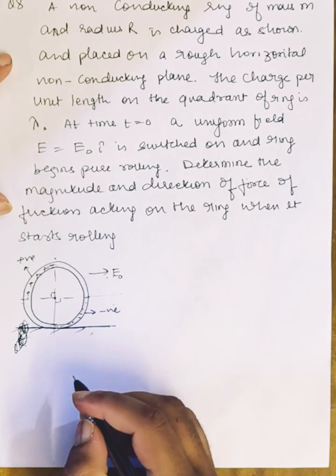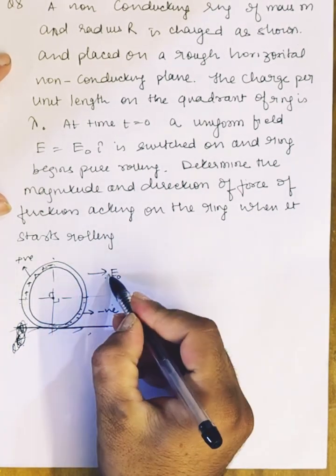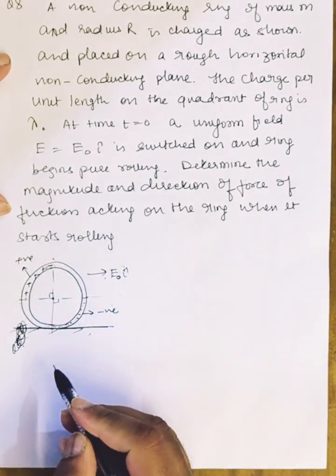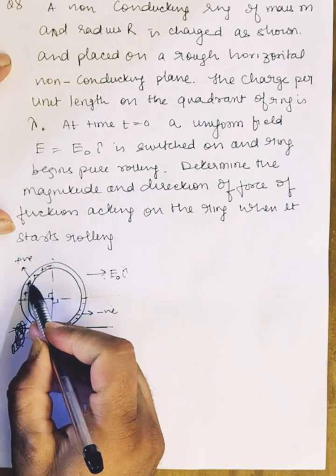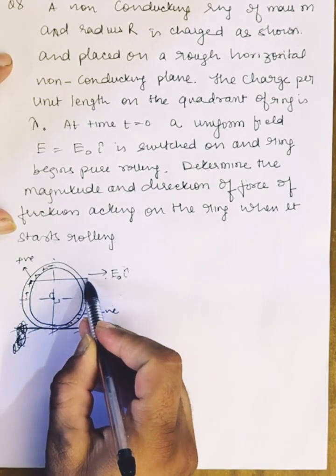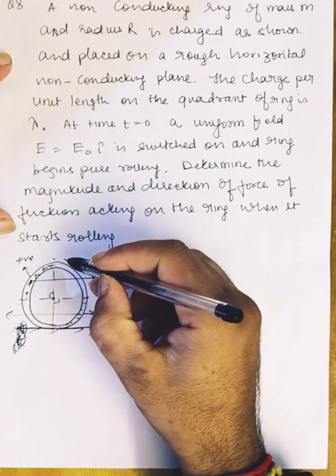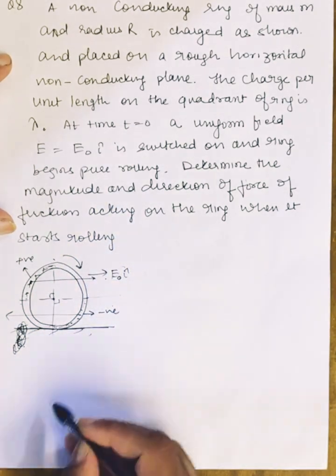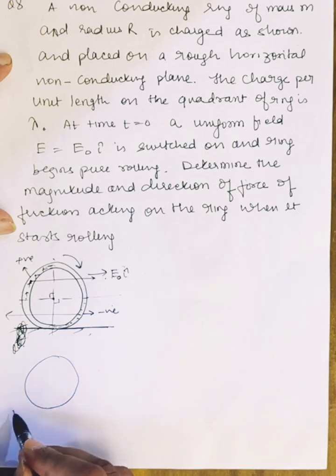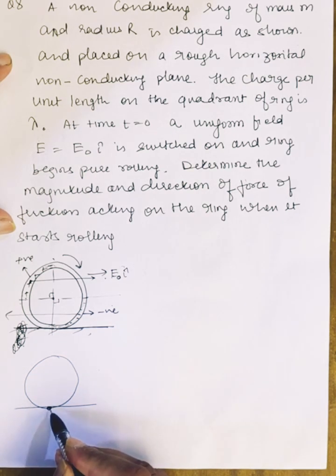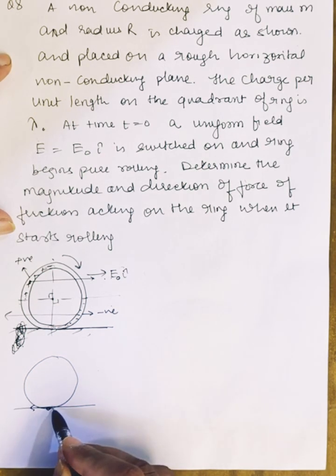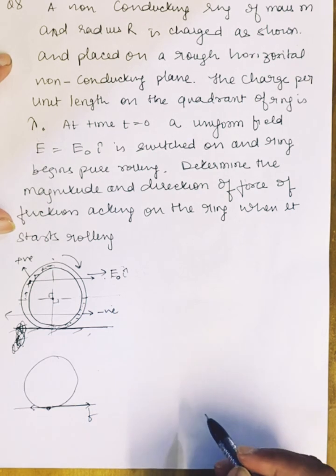That never becomes zero. So, if I have the electric field in the positive i cap direction, it will have force on the positive charge in this direction and on the negative charge in the backward direction. So the ring will rotate in the clockwise sense. And if the ring is rotating in the clockwise sense, then the tendency of this point will be to go here, and hence the friction force will be acting in the forward direction.